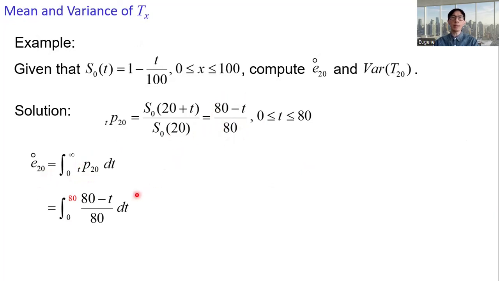We have an upper age limit because, given the survival function S_0, the upper age limit is 100. And now the person is at age 20, so the maximum future lifetime is only 80. So the upper limit for this integral is 80. Okay, performing the integration, we get the expected future lifetime is 40 years.